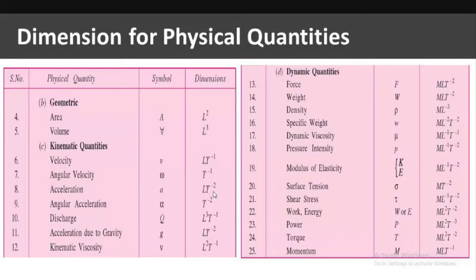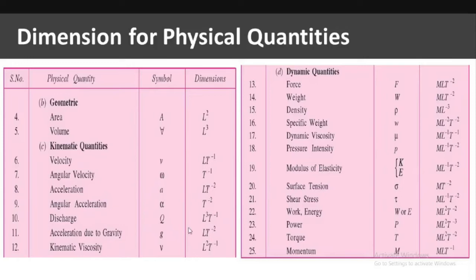Again, आप बहुत से यूनिट से भी डायमेंशन पता कर सकते हैं. जैसे एक्सेलरेशन is meter per second square, so M0 L1 T minus 2. Okay, angular acceleration is again T minus 2, M0 L0 T minus 2. Discharge is meter cube per second, so L3 T minus 1.